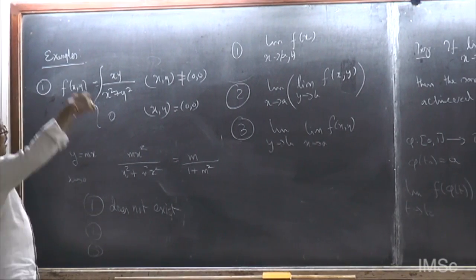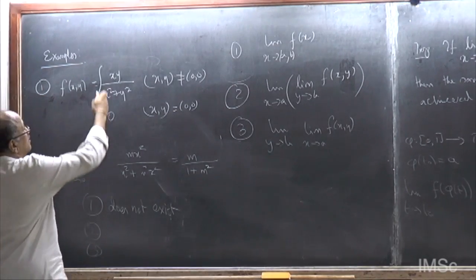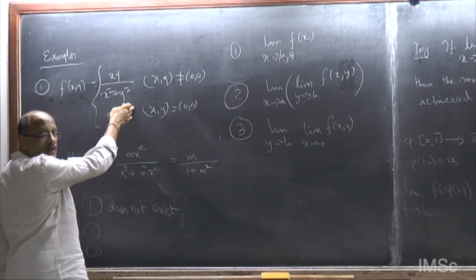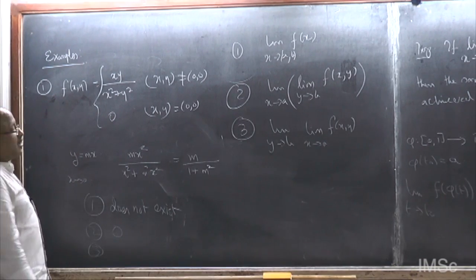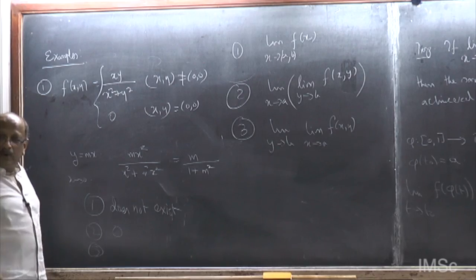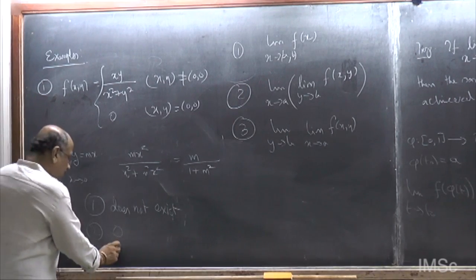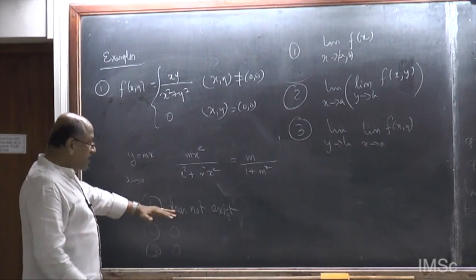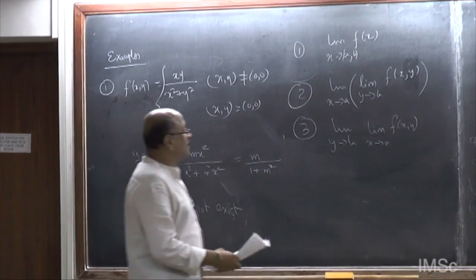You first allow y to go to 0, then this will become 0, and then you let x go to 0, so you will get 0. Similarly, if you let x go to 0 keeping y fixed and then let y go to 0, you will again get 0. So, 1 does not exist, but 2 and 3 exist.